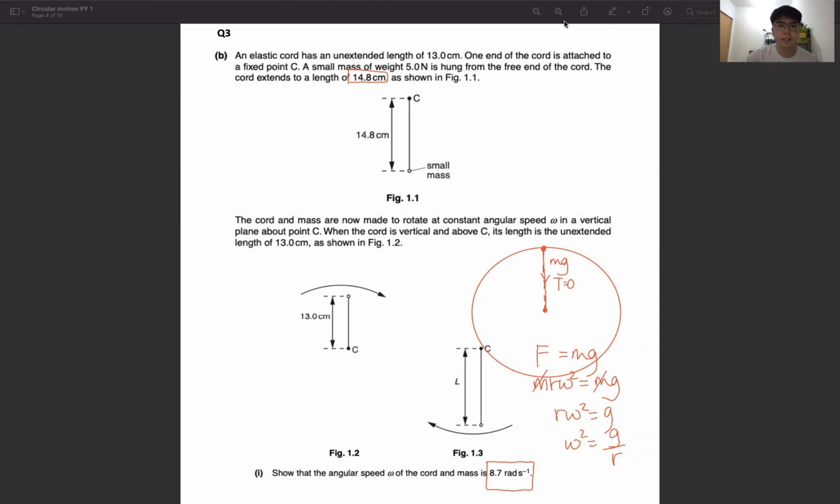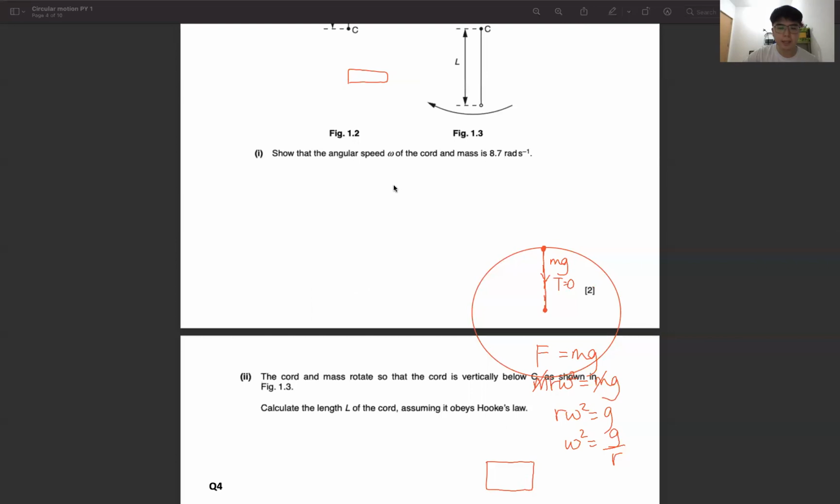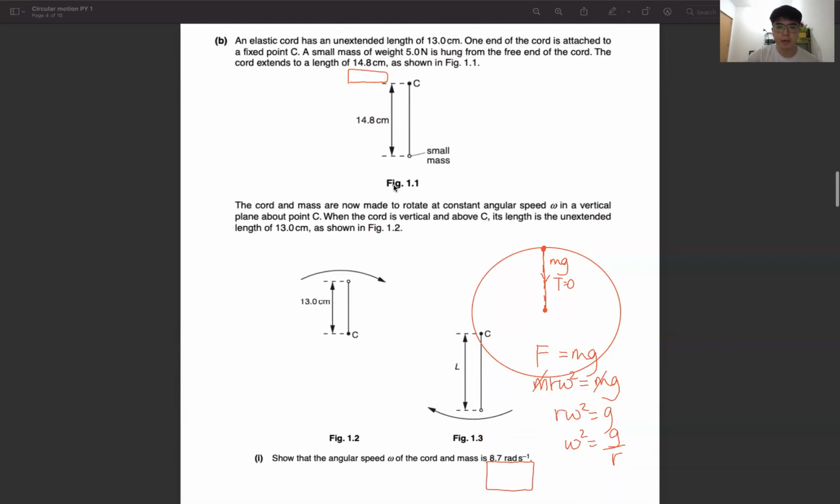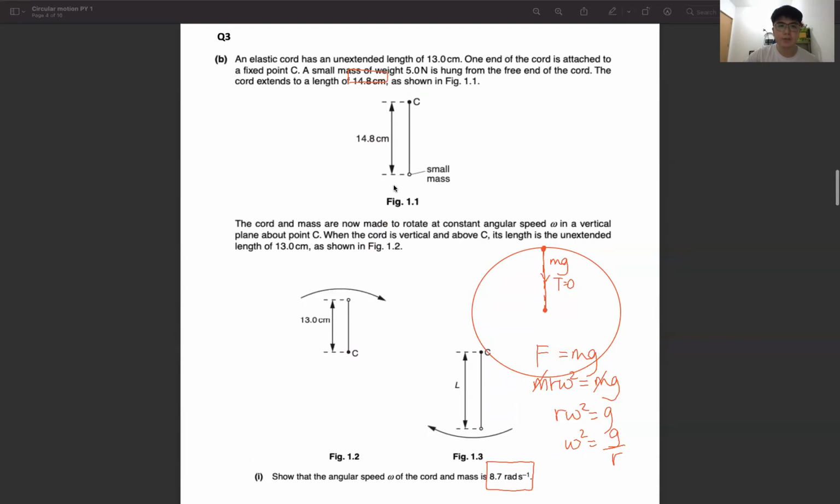Right, for B2, how about B2? The question asks: calculate the length of the cord, assuming that it obeys Hooke's law. Meaning that we want to find L. Now, first note the position of the pendulum, of the mass. The position is at the bottom. So we want to calculate this L here, and at this instant, it is at the bottom.